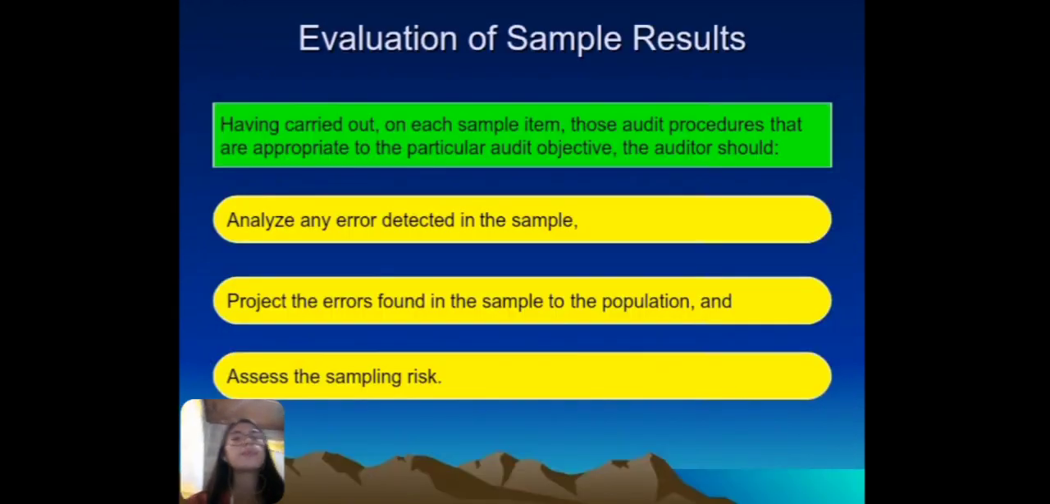And now, we have here the evaluation of sample results. Having carried out in each sample item those audit procedures that are appropriate to the particular audit objective, the auditor should first analyze any error detected in the sample. The second one is to project the errors found in the sample to the population. And the last one is to assess the sampling risk.